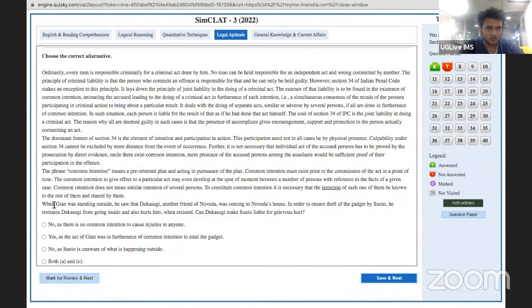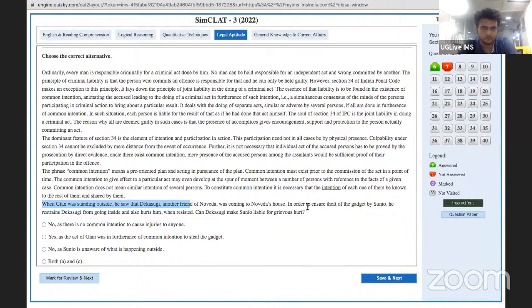When Gyan was standing outside, he saw that Dekashugi, another friend of Novida, was coming to Novida's house. Why are the names so complicated? Yeah, in order to ensure theft of the gadget by S, he restrains Dekashugi from going inside and also hurts him. When resisted, can D make S liable for grievous hurt? Okay, he restrains him from going inside and also hurts him.